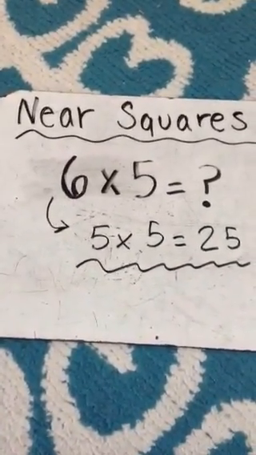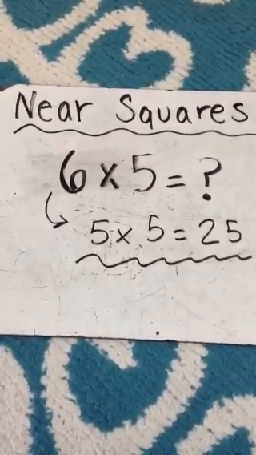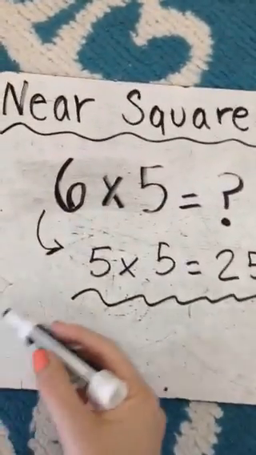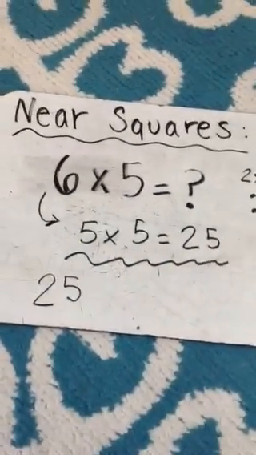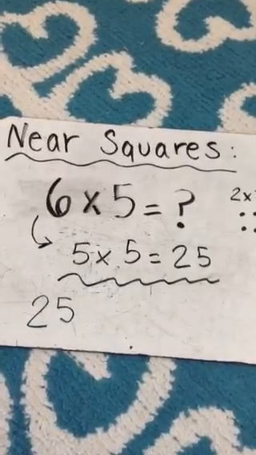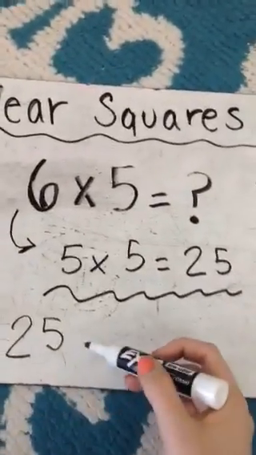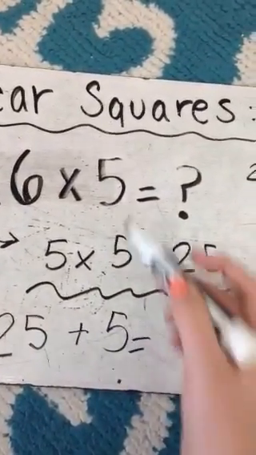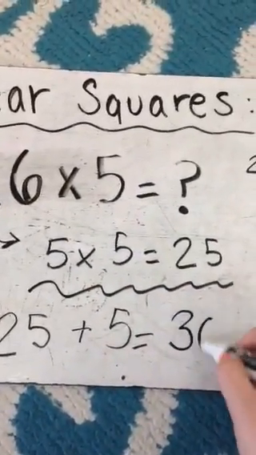So, let me think. What could I do? 6 times 5 is one group greater than 5 times 5, and I'm using 5 times 5 as a helper fact. So I think I'm going to add 25. Let's see. 6 times 5. So I think I'm going to add one more group of 5 so that I can have 5 groups of 6, just like my problem, 5 groups of 6 or 6 groups of 5. And if I add that, I'll get 30.